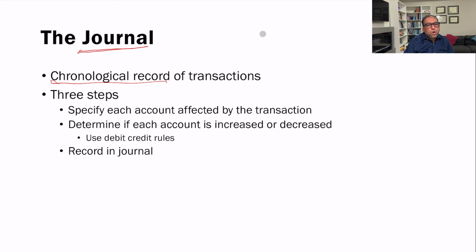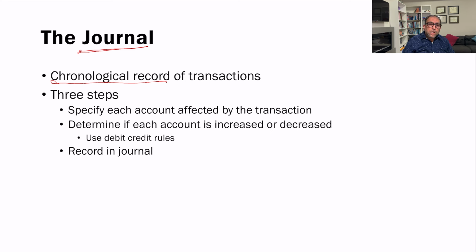Now, three steps are involved in recording those transactions. First, specify each account affected by the transaction. Normally two accounts are affected, maybe three or four in a complex or compound type of transaction. We have to identify which accounts are going to be affected. Like buying land in our example, land is one account under assets, the other account is cash. So these two accounts are affected. This is the first step.